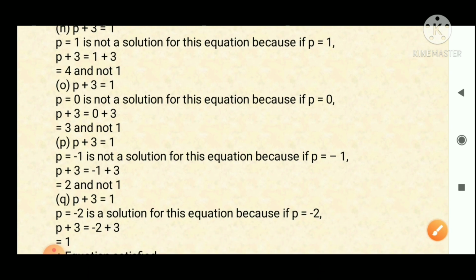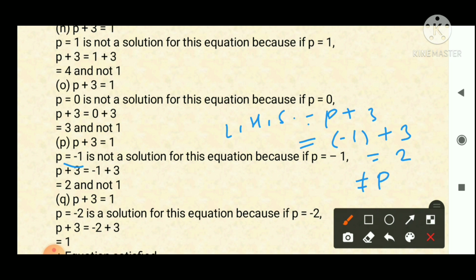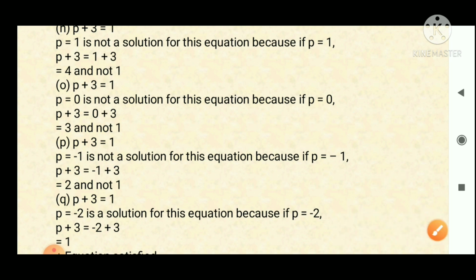Now we take the value of variable p is equal to -1. Now here the left hand side of this equation is p plus 3. Now we put the value of p is equal to -1. -1 plus 3 we get 2, but here the right hand side is 1, which is not equal to the right hand side, means here also the equation is not satisfied. So we say that p is equal to -1 is not a solution for this equation.